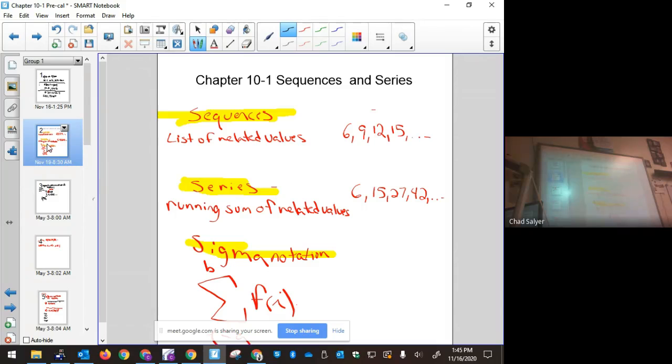A series is a running sum of those related values. Here I give you an example sequence, and here its series. The series is the sum up to a certain point. It could also be the infinite sum. The first term of the series for that sequence is just 6. The second is 6 plus 9, or 15. The third is 12 plus 9 plus 6, or 27, and so on. So a series is when you add up every term up to a certain point.